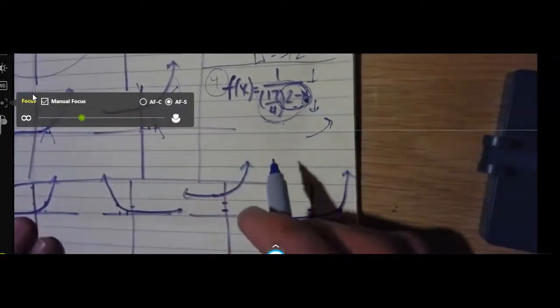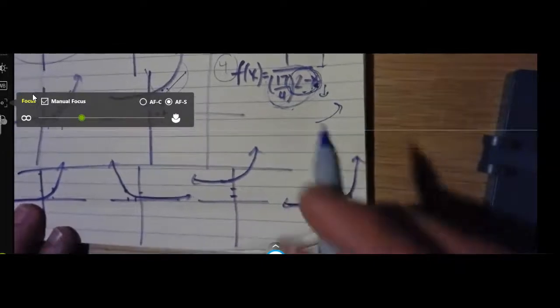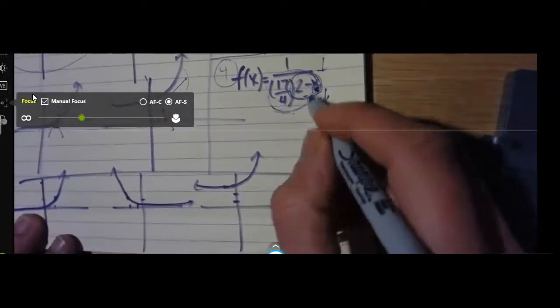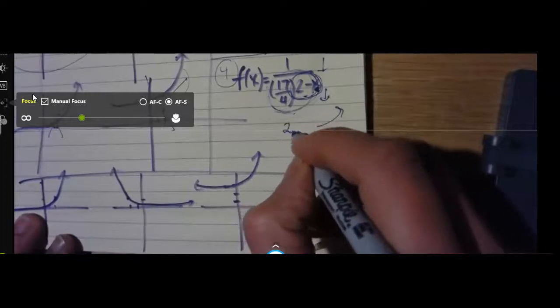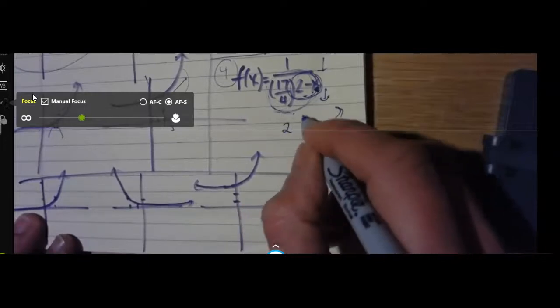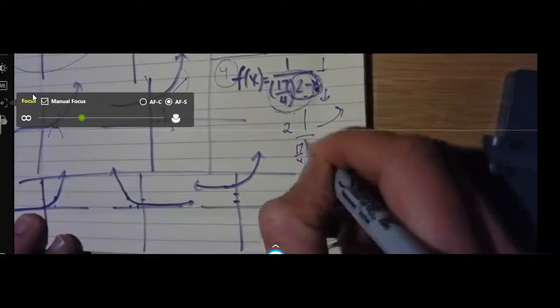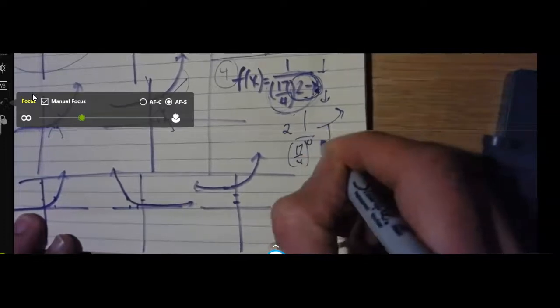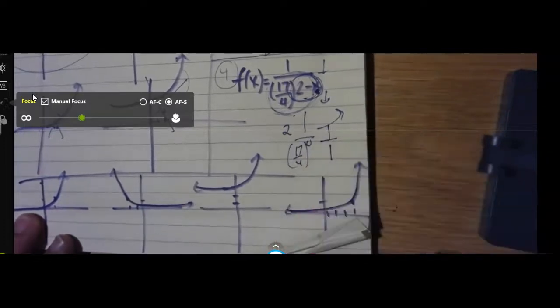So let's figure out which answer makes sense here. I think it makes sense to plug in 2. So if we plug in 2, right? If we plug in 2, this is going to be 1 over 17 to the 4th to the 0 power. So it's going to be 1 over 1. So when x is 2, y has got to equal 1.